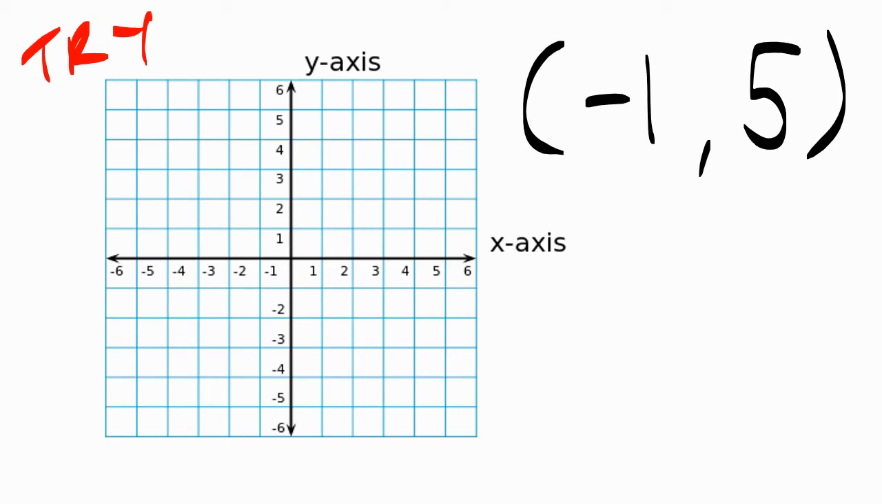Okay, I hope you've paused me. I hope you had a go. And I hope you've gone -1 for x, which was here, wasn't it? There's -1. And 5 for y. There it is. And where do they meet? Well, they meet there, don't they? They meet just there. So there's point -1, 5. Okay? That's the point you should have had for -1, 5.